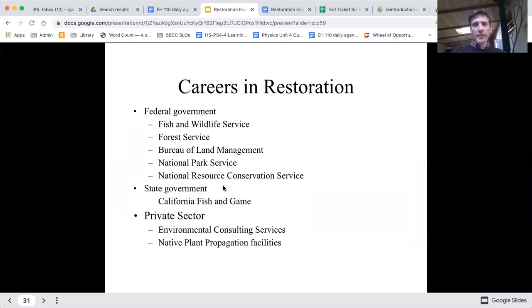So there's a whole program at City College on ecological restoration. It's a 2-year program. And from that, people have the background to take on multiple careers in restoration. A lot of these careers are with the federal government. As you can see here, different organizations, Fish and Wildlife Services, Forest Service, etc. Or for the state, California Fish and Game Department. Or in the private sector, environmental consulting, native plant propagation facilities. So places that might contract with government agencies or with NGOs, non-government organizations.